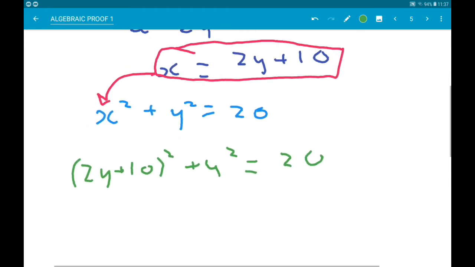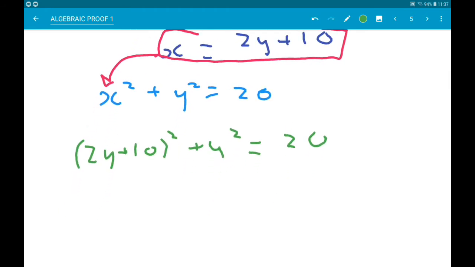Now we want to expand (2y + 10) squared. So remember, this means (2y + 10) times (2y + 10). Make sure you can get 4y squared, add 40y, add 100, and then add y squared, is equal to 20.